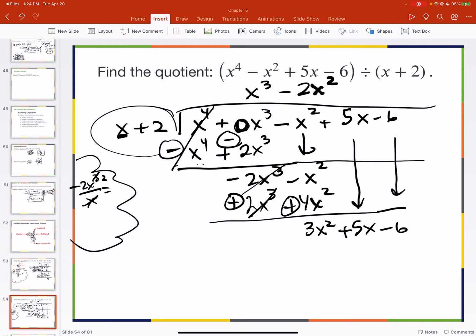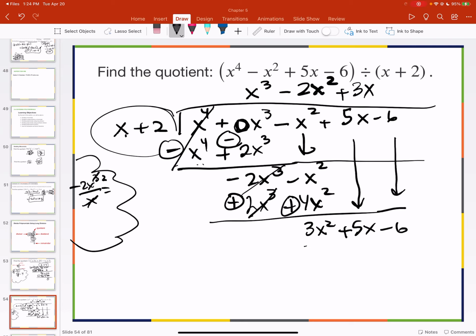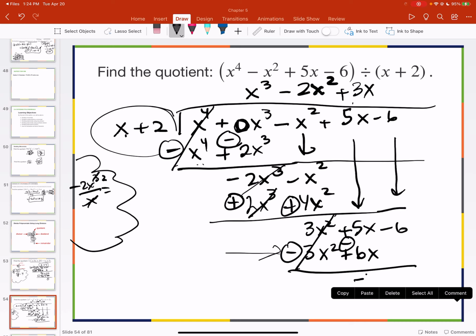If I multiply this x by 3x, then that'll give me the 3x squared that I want. 6x. Okay, so this is what I'm doing. Again, remember, I'm multiplying this 3x times the quantity x plus 2, and I'm writing it here. Then I change the signs because I'm subtracting it. So that cancels out. 5x minus 6x is just negative x minus 6.